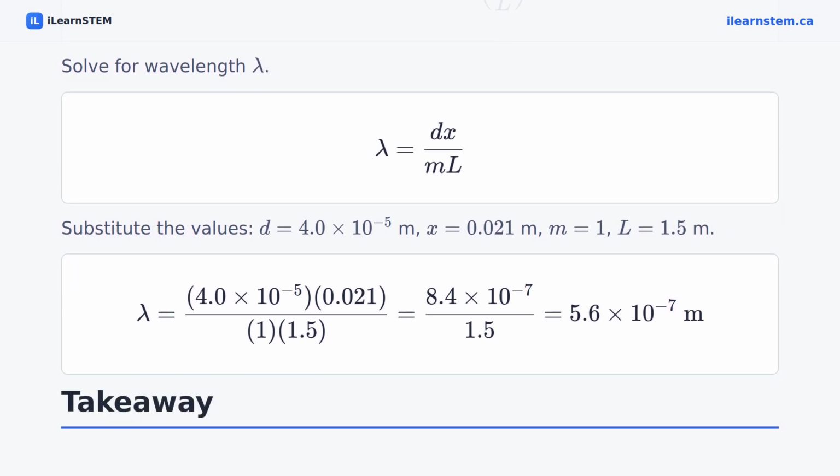Remember, for double-slit interference with small angles, the wavelength can be found using lambda equals d x over m L.